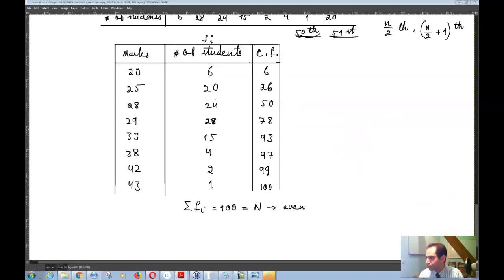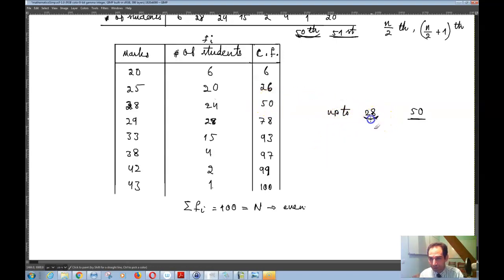Now what I can do, from this table, I can see that the 50th observation is 28, because we said that up to 28, the number of students who had gotten those marks were 50 students. So that means that there have been 50 students who have gotten all the marks up to 28. So that means that 28 has been achieved by those 50 students. So the 50th observation has been, of course, 28.